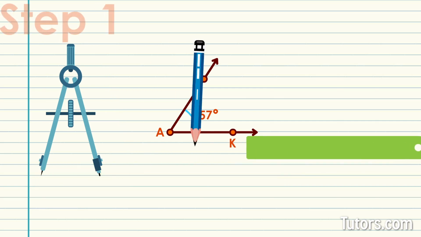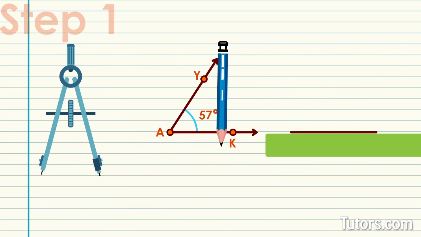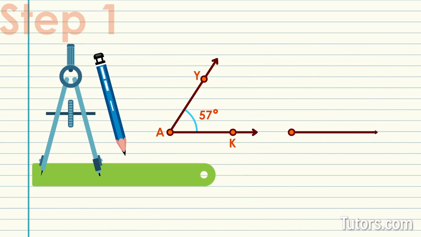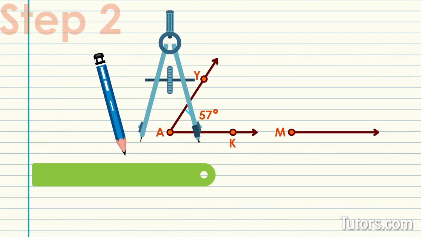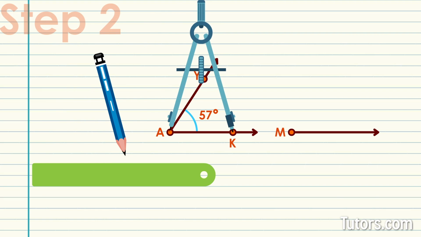Step 1. Draw a ray to the right of your original angle. Create an endpoint for your ray and label it. We will call ours point M. Step 2. Open your drawing compass so that the point on the compass can be placed on the vertex of the existing angle, but the pencil does not reach past the drawn line segments or rays of the existing angle.